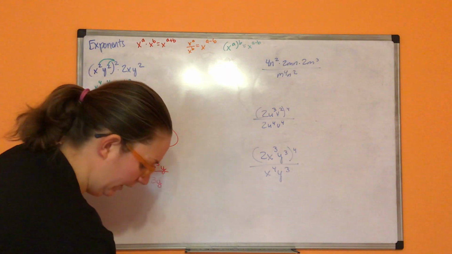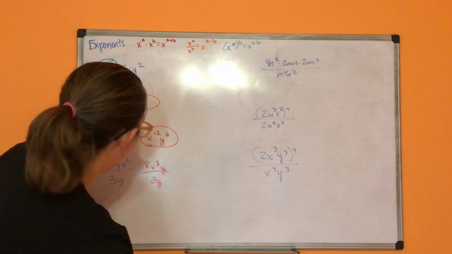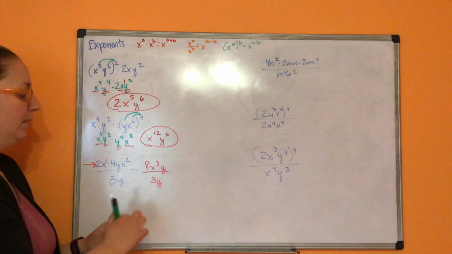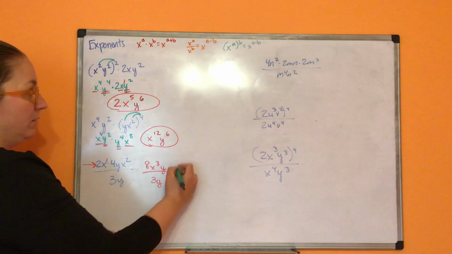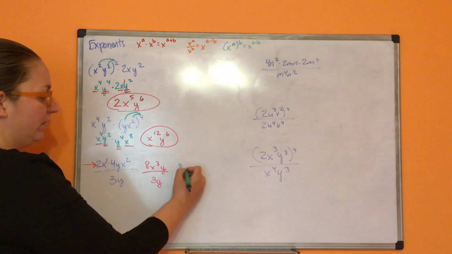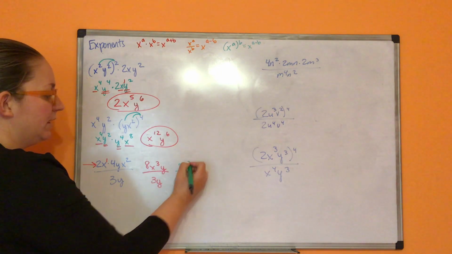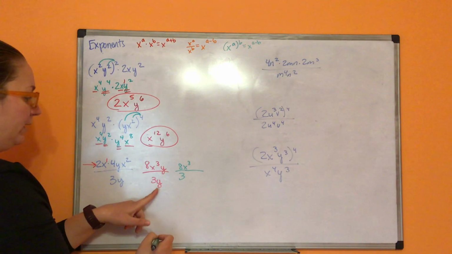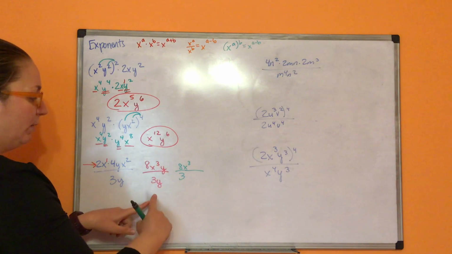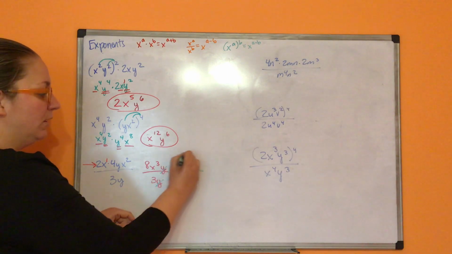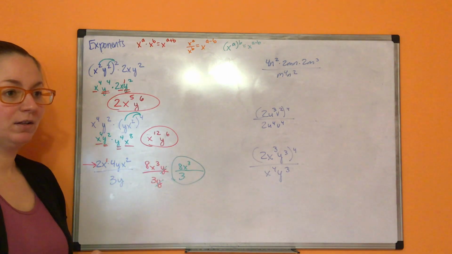Okay. And then from here, I need to simplify whatever I can simplify. 8 over 3 doesn't reduce, so I'm just going to get 8 over 3 as part of my final answer. I only have one x exponent, so it's going to stay the same. For y's, I have a y on top, a y on the bottom. Y divided by y is 1, so it cancels out. So I end up with just 8x to the 3rd over 3.